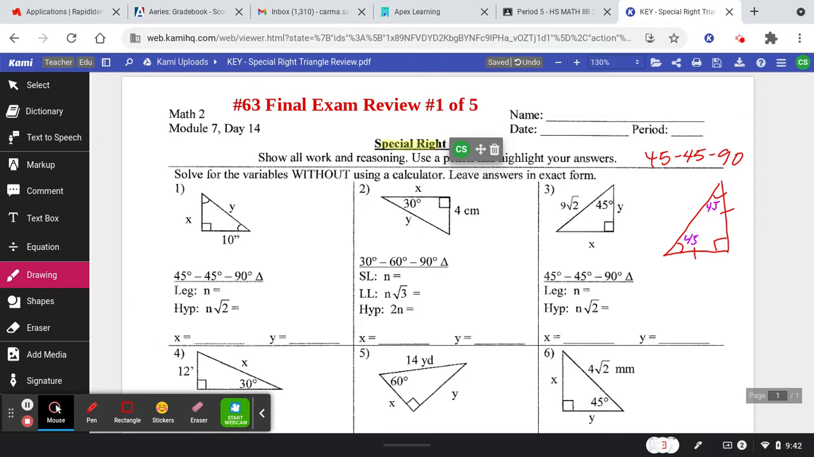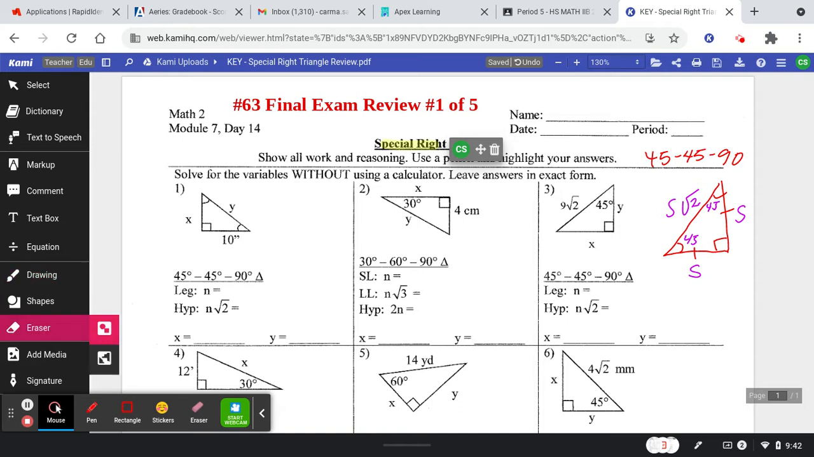What was the rule for this one? It said that any side length S was going to be equal to the other side length S, and that the relationship for the hypotenuse was that it was going to be the side length root 2. This came from the Pythagorean theorem. We studied this in the study guide.